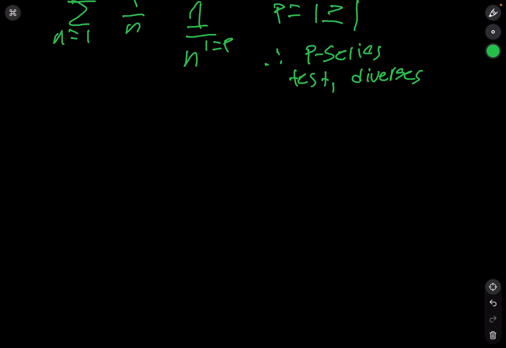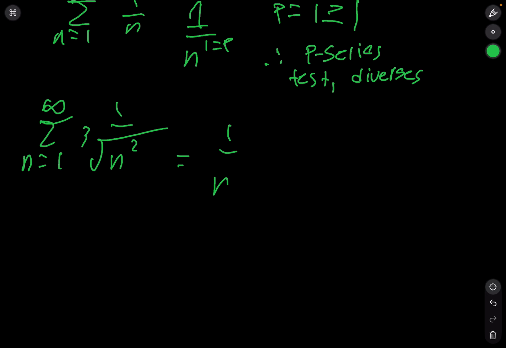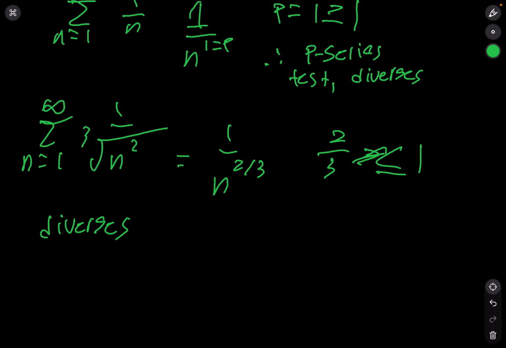And so it actually helps with a lot, because let's say you had a series of n equals 1 of the cube root of n squared, right? If you were to transform this into a general power, you would know that this would be 1 over n to the 2/3. Since 2/3 is less than 1, it diverges. Because if we were to integrate this, you would get back a function that would go up.